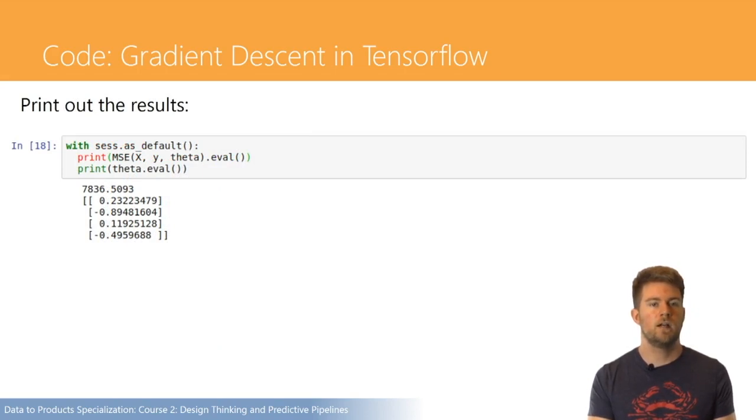Okay, so once that's terminated, I can print out the results. I have to use a little bit more TensorFlow boilerplate to do so, but it's fairly straightforward. I just print out theta.eval, and that gives me this four-dimensional vector describing my parameters theta naught through theta 3.